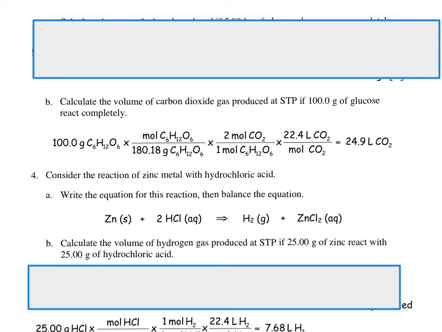Using that mole-to-mole ratio, now we're in carbon dioxide. If we stopped and calculated, we'd know the moles of carbon dioxide that were produced, but the question asks for the volume at STP, so we use our molar volume, 22.4 liters per mole, and punching that in gives us 24.9 liters of CO2 would be produced in that reaction.